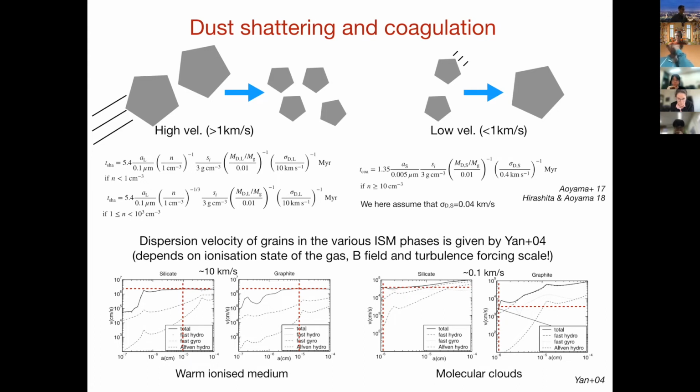And the other process is coagulation, which happens in the dense phase, so typically above 10 to 100 particles per cc. This requires low velocity for the small grains, so basically below kilometers per second, even below 0.1 kilometers per second is more realistic. And again, we assume a given fixed velocity dispersion.